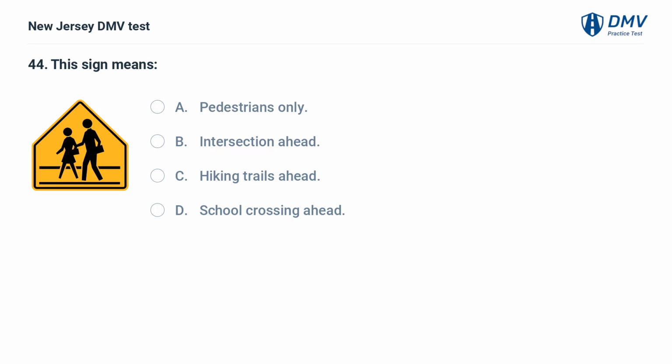This sign means: A. Pedestrians only. B. Intersection ahead. C. Hiking trails ahead. D. School crossing ahead. D. School crossing ahead. This sign indicates that a school crossing is ahead.